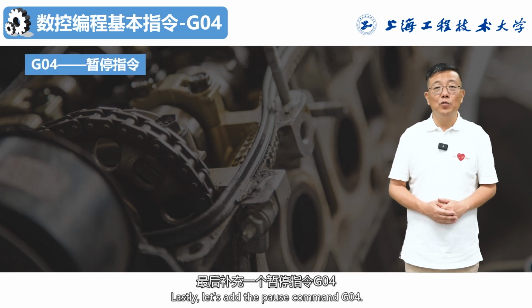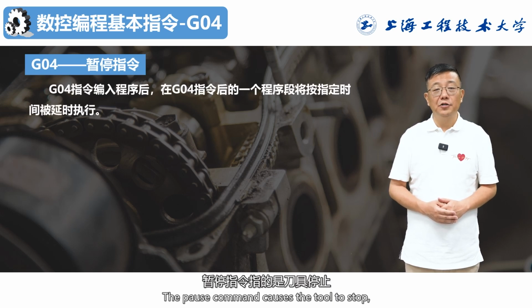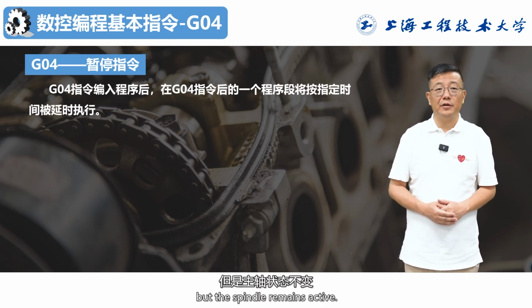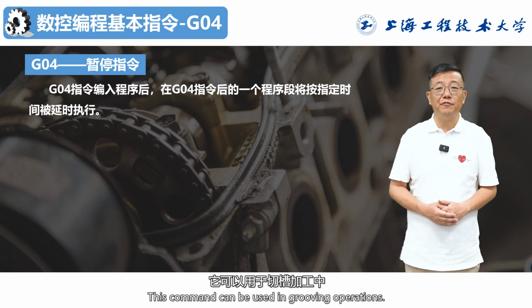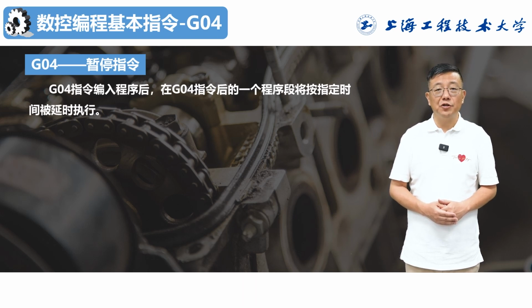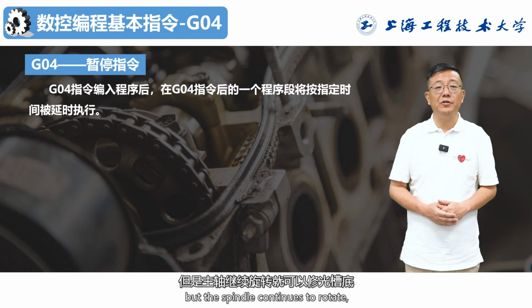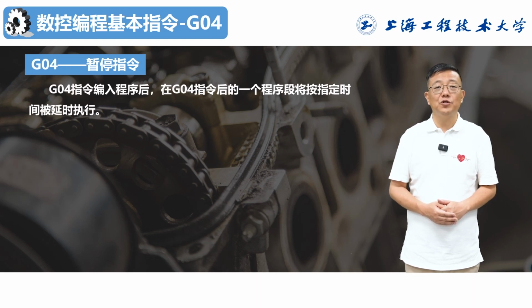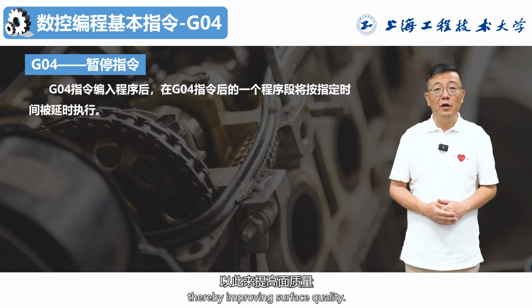Lastly, let's add the pause command G04. The pause command causes the tool to stop, but the spindle remains active. This command can be used in grooving operations. When the tool feeds to the bottom of the groove, the tool stops, but the spindle continues to rotate, allowing the groove bottom to be finished, thereby improving surface quality.